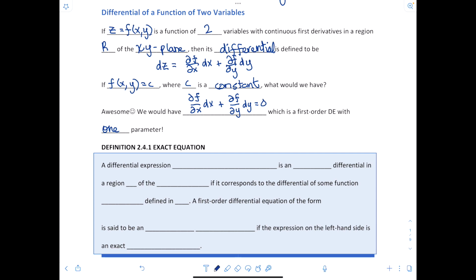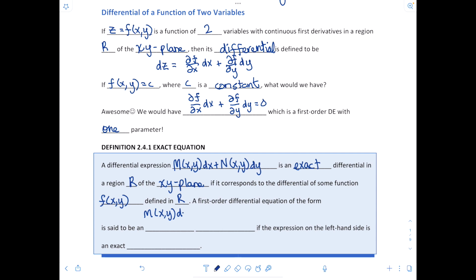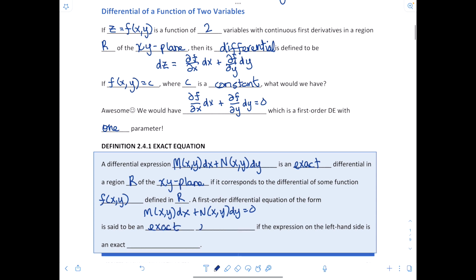So, definition: a differential expression M of x and y dx plus N of x and y dy is an exact differential in a region R of the xy plane if it corresponds to the differential of some function f of x and y defined in R. A first order differential equation of the form M of x and y dx plus N of x and y dy equals 0 is said to be an exact equation if the expression on the left-hand side is an exact differential.